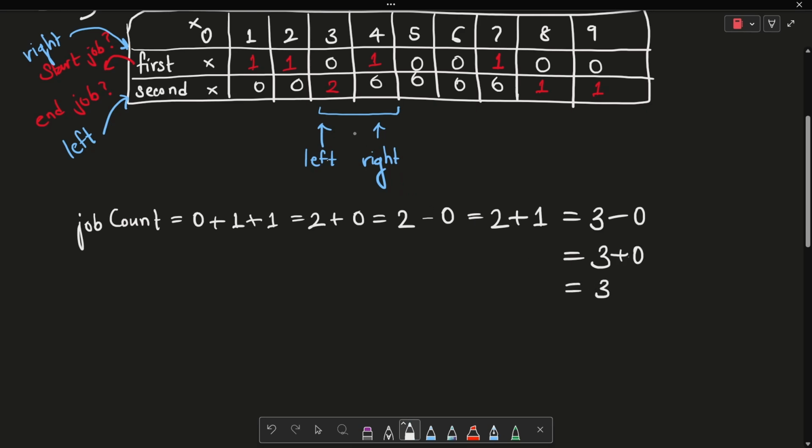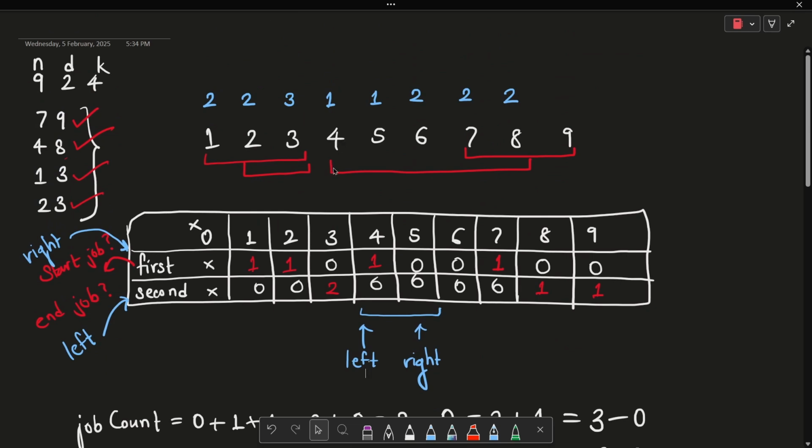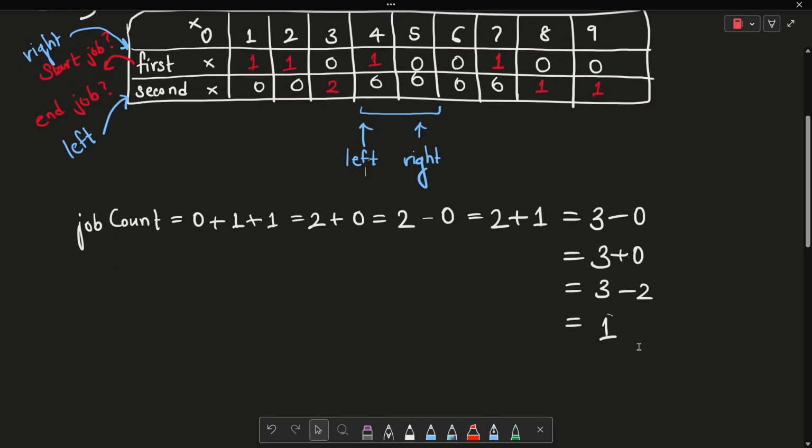Left will move ahead. Now here is a 2. So you'll do a minus 2. So your job count becomes 1. Right? Your job count becomes 1. And the window comes here. So for the fourth and the fifth day, you have just 1 distinct job. Yes, and that is what my job count is doing.